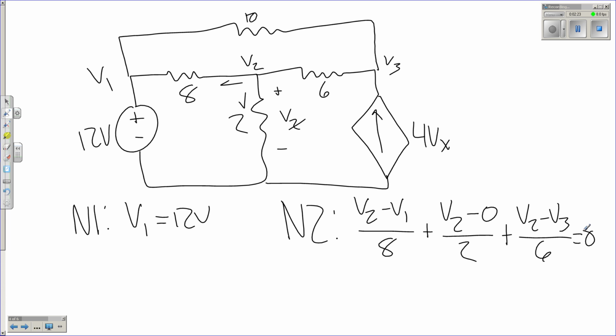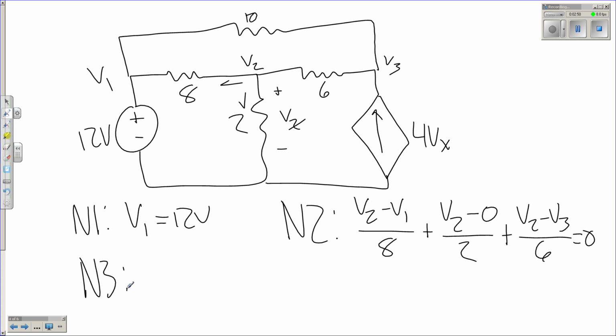So for V3 now, we've got this hiccup. We have this dependent current source. Now, what this current source is, if you recall, when they were briefly mentioned before, is the value of the current on this branch is going to be equal to 4 times the magnitude of the voltage across this 2 ohm resistor. So let's see what that looks like.